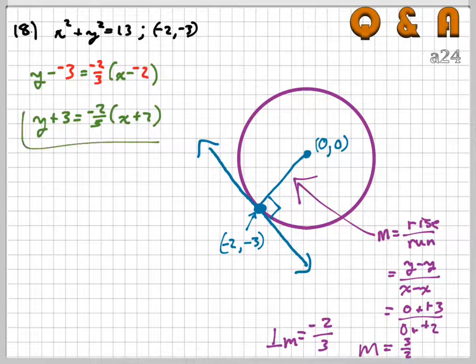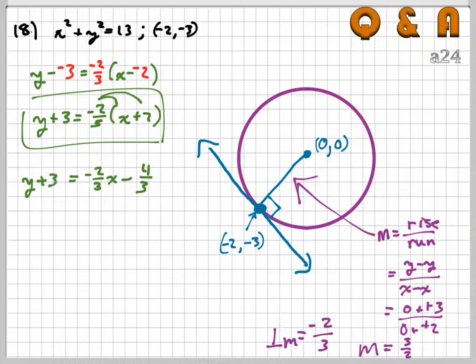I'm happy. Okay. If you want to make sure you're right and the answer key has a slope-intercept form equation, then you're going to have to distribute this so that you get -2/3x minus 4/3. And on this side you have y plus 3. You have to subtract 3 from both sides, because we're trying to get the y alone. And so we would have y equals -2/3x, and then you have -4/3 minus 3.